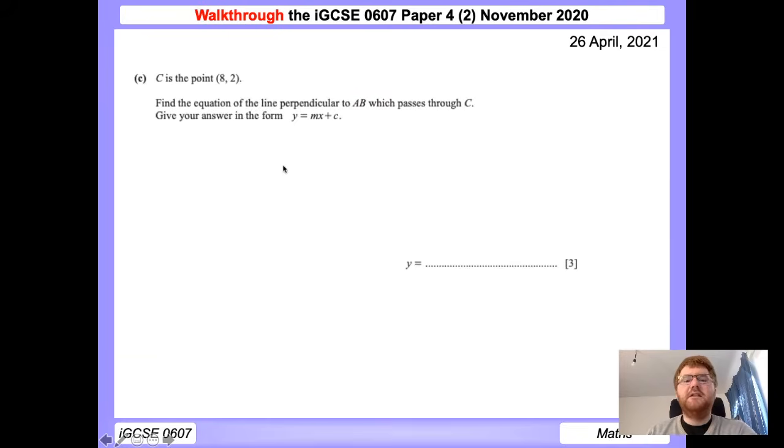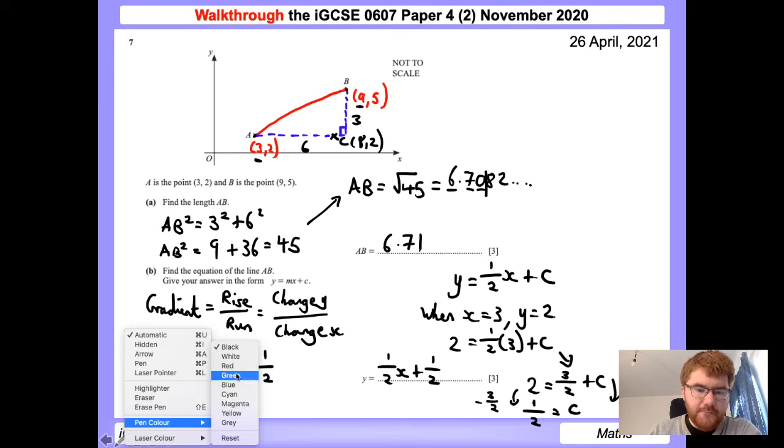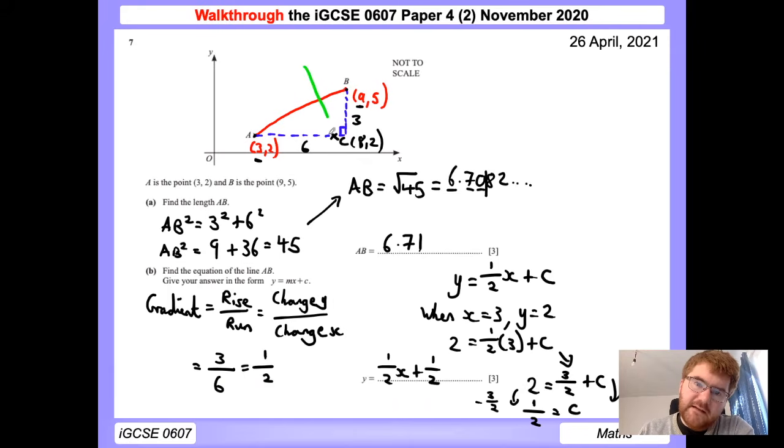And what do we need to do with it? Find the equation of the line perpendicular to AB which passes through C. So let me draw this visually. What we're looking for is a line like this that goes through C and is perpendicular to AB. So it's slightly different than the perpendicular bisector. We're just looking for a perpendicular line that goes through C.